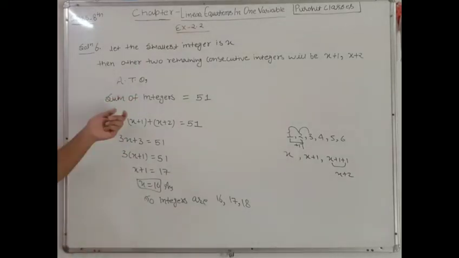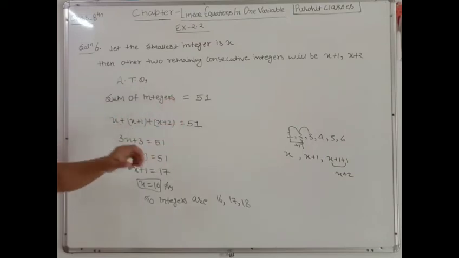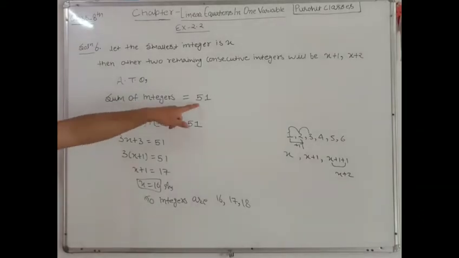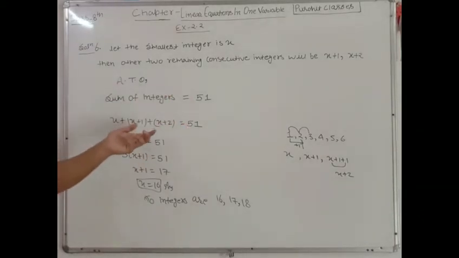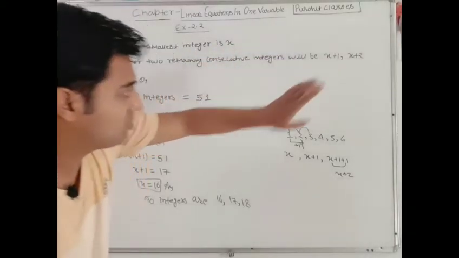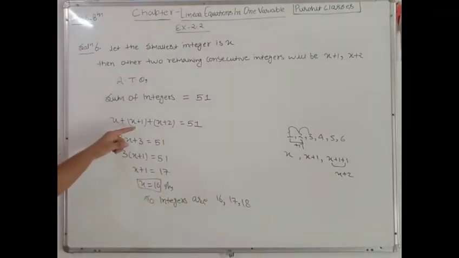According to the question, it is given that the sum of three consecutive integers adds up to 51. It means the sum of the integers is equal to 51. This was according to the question. According to us, the sum will be x plus x plus 1 plus x plus 2. So here I have written x plus (x plus 1) plus (x plus 2) equals 51.